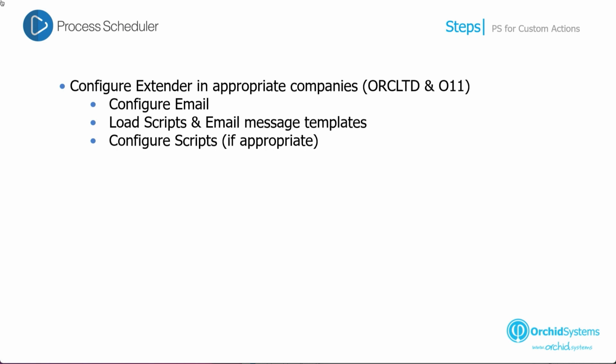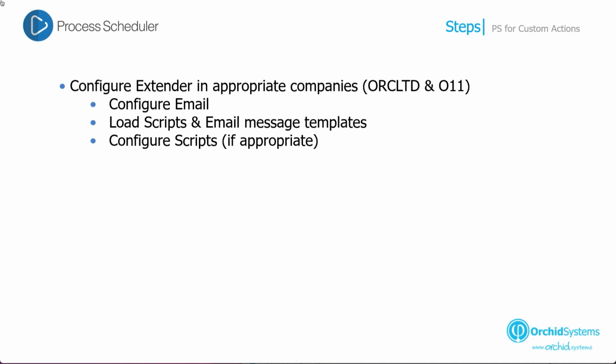And we're going to run some custom actions in both Orc Limited and O11. For this, we need to configure Extender in Orc Limited and O11, configure the emails so we can send emails of the notifications. We need to load the email templates, and we need to load the scripts that are the alerts and notifications. And if the scripts need configuration entries in the table, then we need to do that as well.